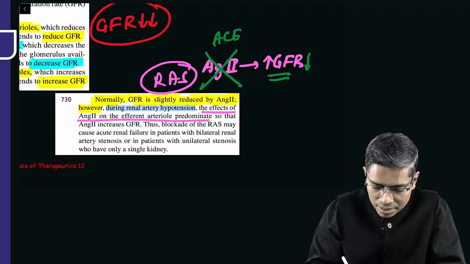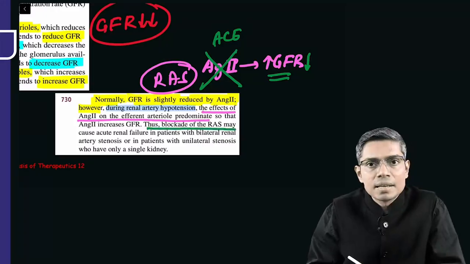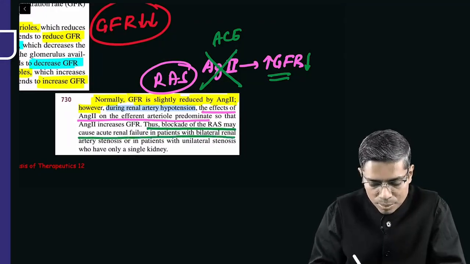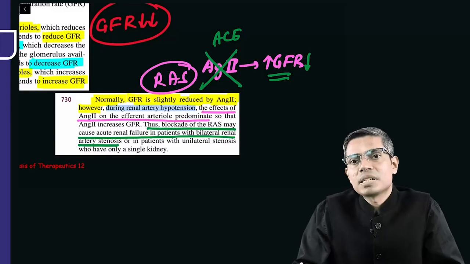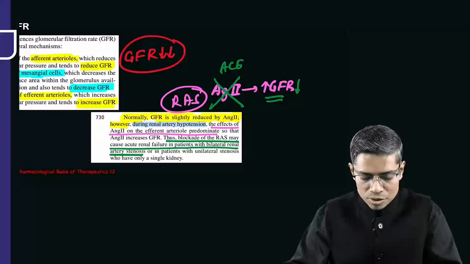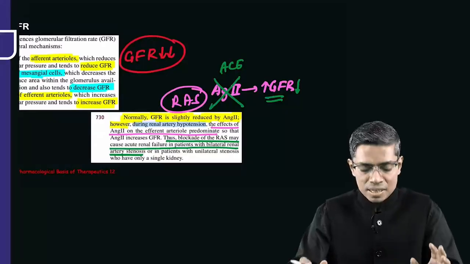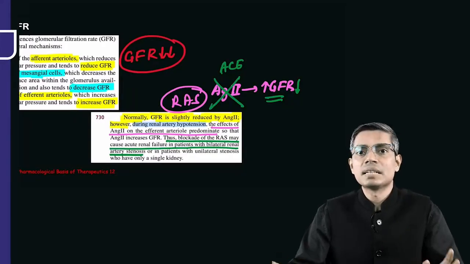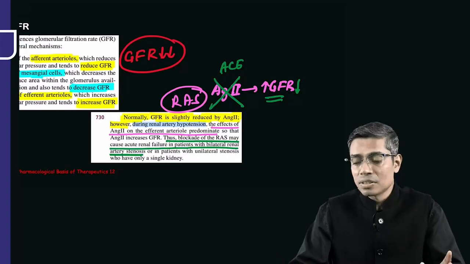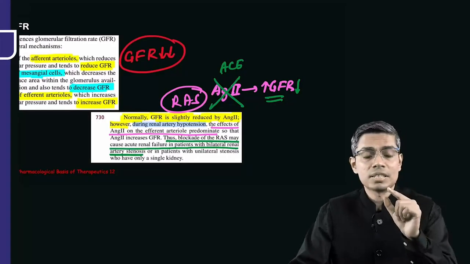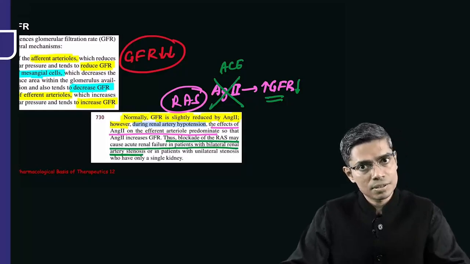And it is written here: thus the blockade of the renin-angiotensin system may cause acute renal failure in patients with bilateral renal arterial stenosis particularly. So this is clearly given in Goodman & Gilman. So please don't confuse. Angiotensin II is a potent vasoconstrictor and it causes constriction of both afferent and efferent arterioles. But the efferent arteriolar effect dominates in a pathological condition, for example renal artery stenosis.